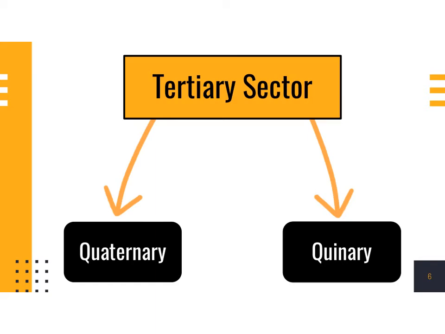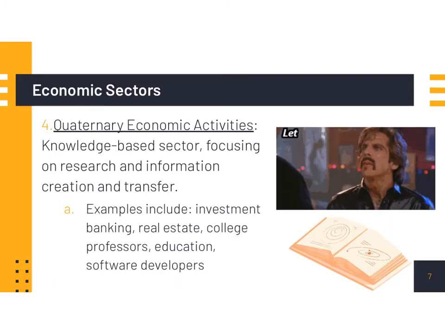So the tertiary sector is broken down into quaternary and quinary. So quaternary and quinary are actually part of the tertiary sector. They're not completely separate. So I also teach economics. I'm not doing it this year, but when I teach economics, I actually don't teach my students about quaternary and quinary because they're not AP students. But since you guys are AP students, you're going to learn about quaternary and quinary. So this is a different level of tertiary.